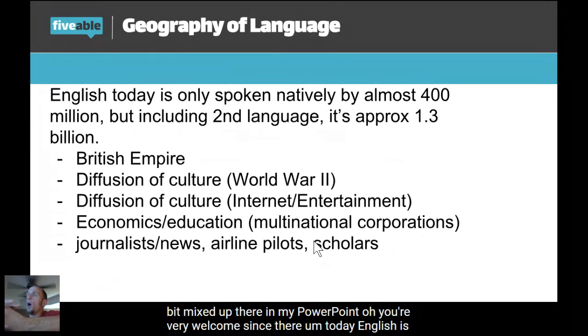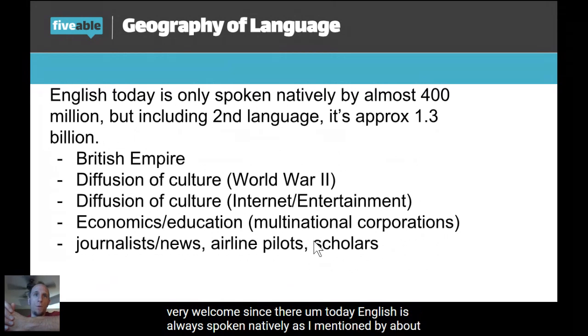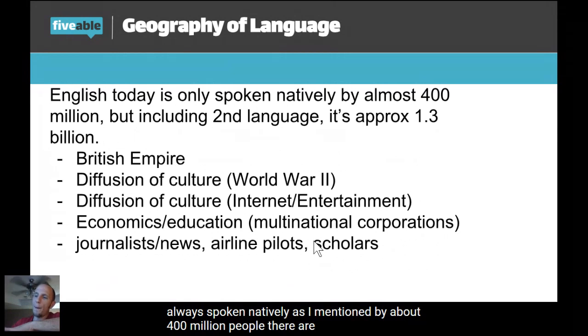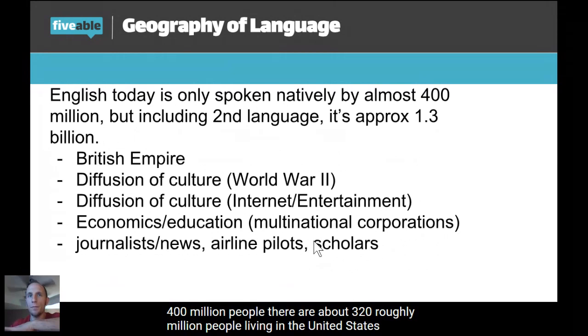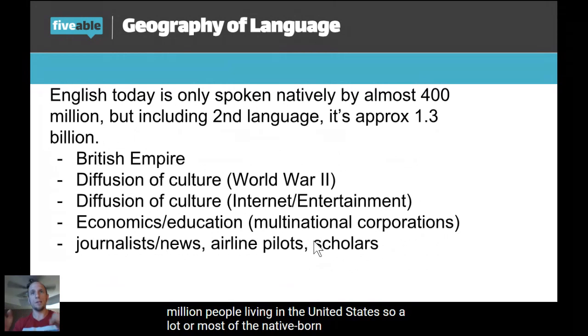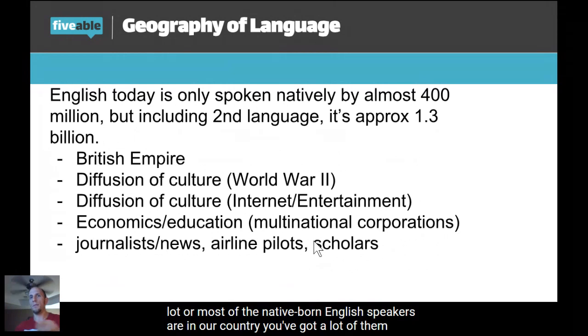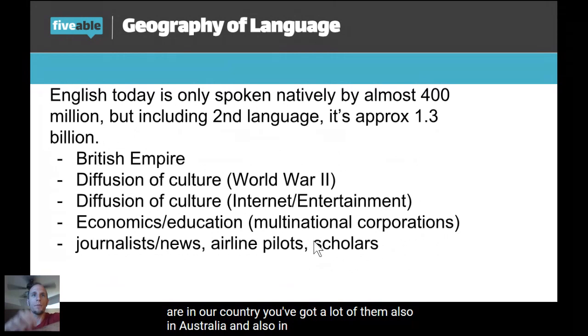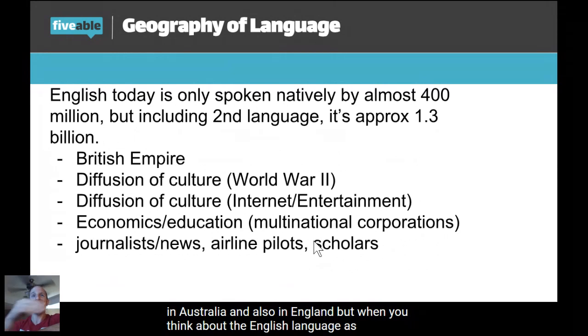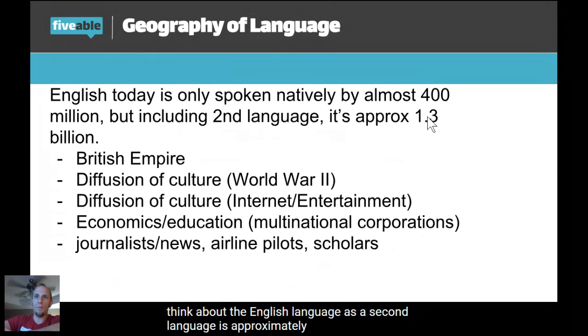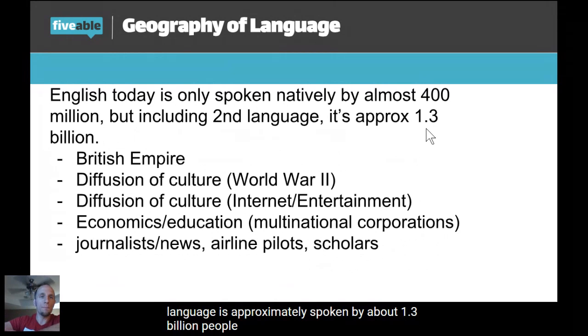Today, English is only spoken natively, as I mentioned, by about 400 million people. There are roughly 320 million people living in the United States. So most of the native-born English speakers are in our country. You've got a lot of them also in Australia and in England. But when you think about English as a second language, it is spoken by approximately 1.3 billion people, because so many people learn English as a second language.